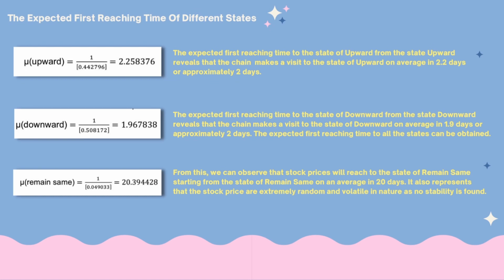Finally, we can observe that stock prices will reach the state of remain same starting from the state of remain same on average in 20 days. It also represents that the stock prices are extremely random and volatile in nature as no stability is found.